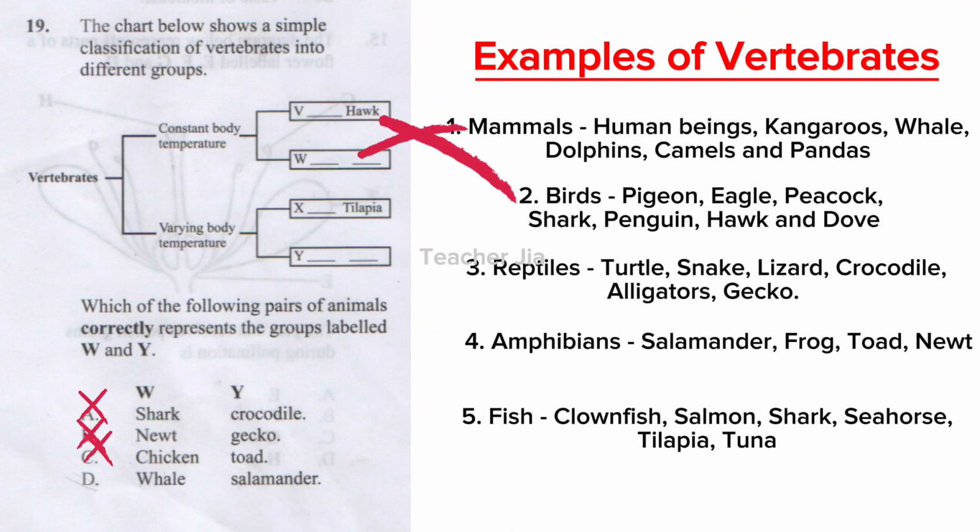I'll do a video explaining all that. Just know whale is a mammal. Then Y is salamander. We have salamander under amphibians. So our answer is choice D, because under X, tilapia, we should also have a type of fish. So our answer is choice D, whale for W, which is a mammal, and Y, salamander, which is an amphibian.